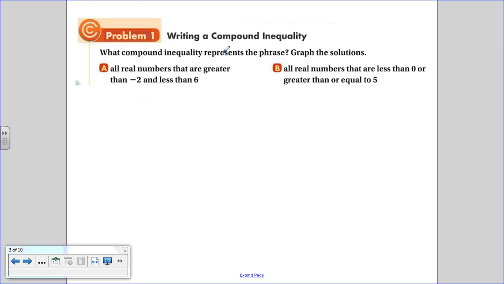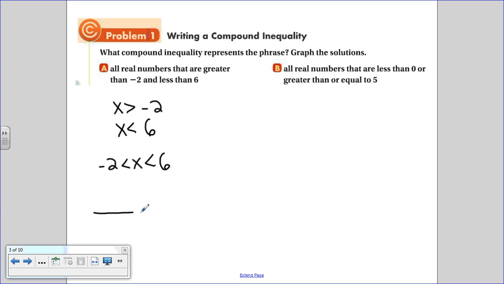Okay. So what compound inequality represents the phase? What I like to do, especially right away when this is new, is write them separate. So x is greater than -2. And the other one is x is less than 6. So now if I tried to combine those, I put x in the middle. I say -2 is on this side and 6 is on this side. So x is less than 6 and x has to be greater than -2. There's no equals to, so we're not going to put those. So that's just those two combined.